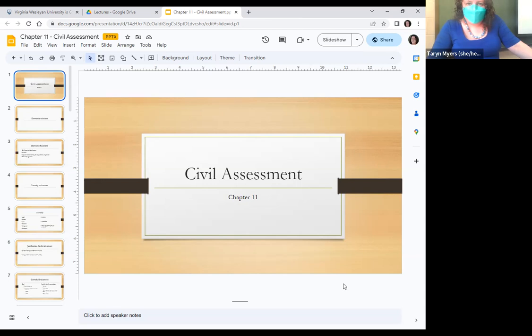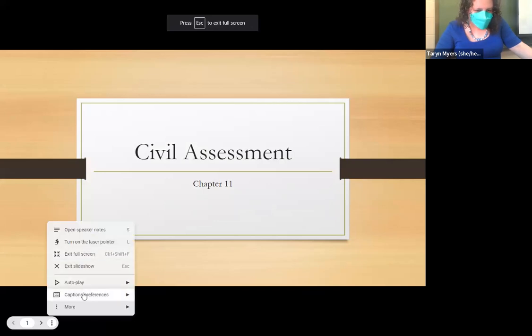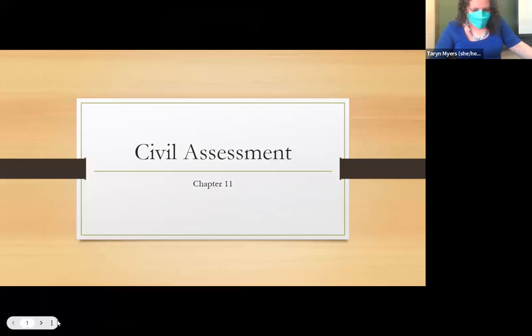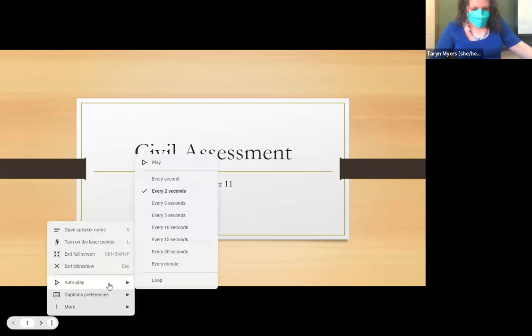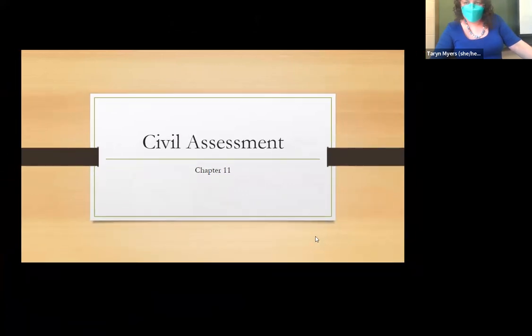So let me go ahead and do a couple things here. Turn on our captions. Go on into slideshow mode. It was due tonight. Yeah. Yep. Just making sure I didn't miss anybody here who signed on Zoom before I minimize here.